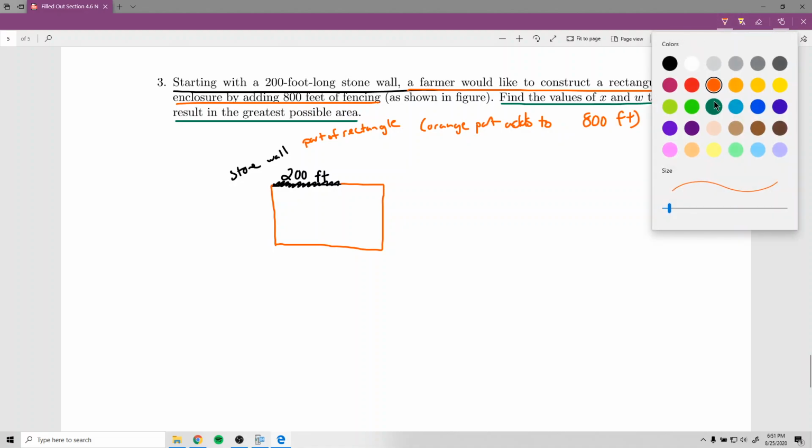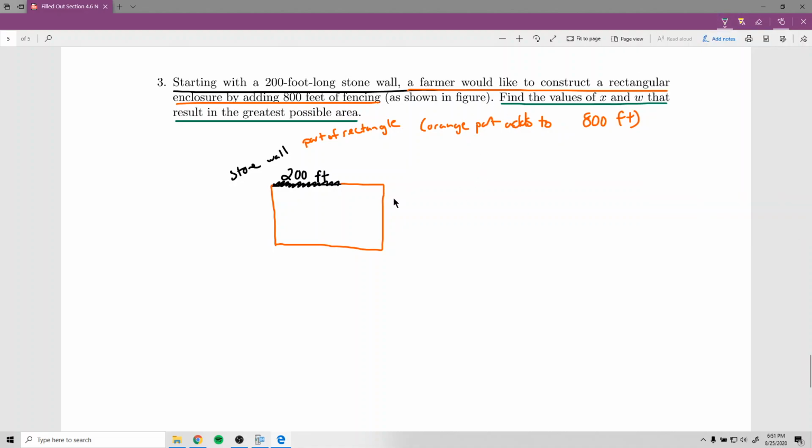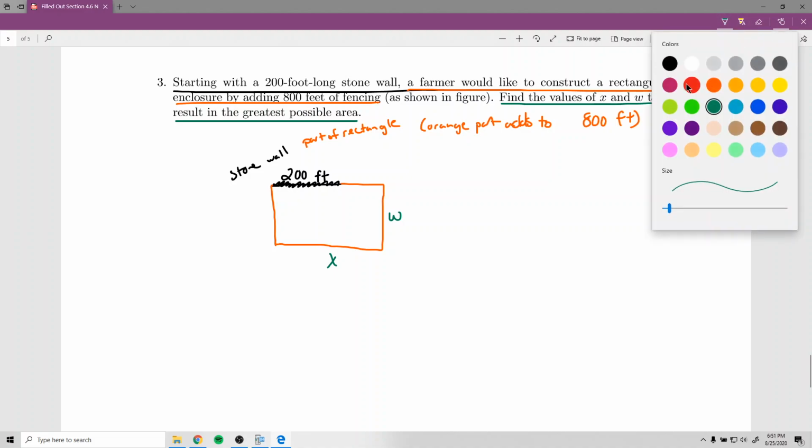And then the letters X and W. Now forgive me, I don't remember exactly which one they call X and W, but let's say X is the bottom part and W is the side part. What they want to do is figure out the X and W that result in the greatest possible area.